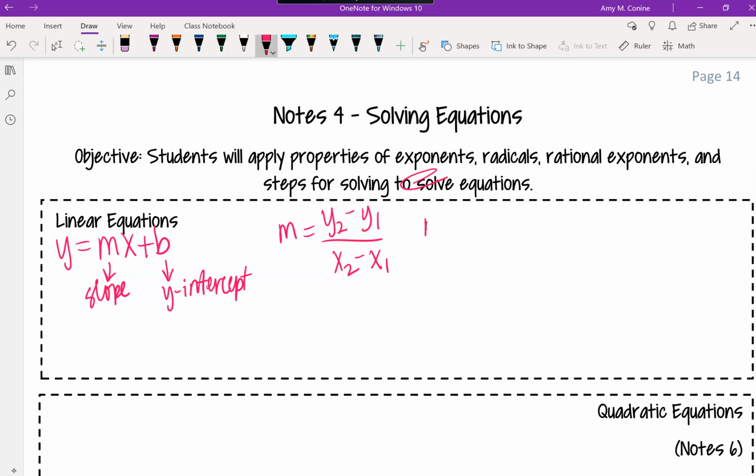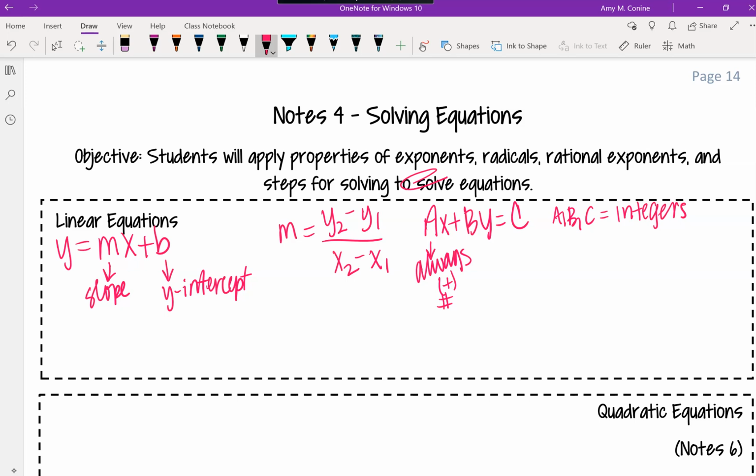The other thing that you talked about with linear equations was standard form. And standard form is ax plus by equals c. A is always a positive number, and A, B, and C are always integers, so they cannot be decimals, cannot be fractions.